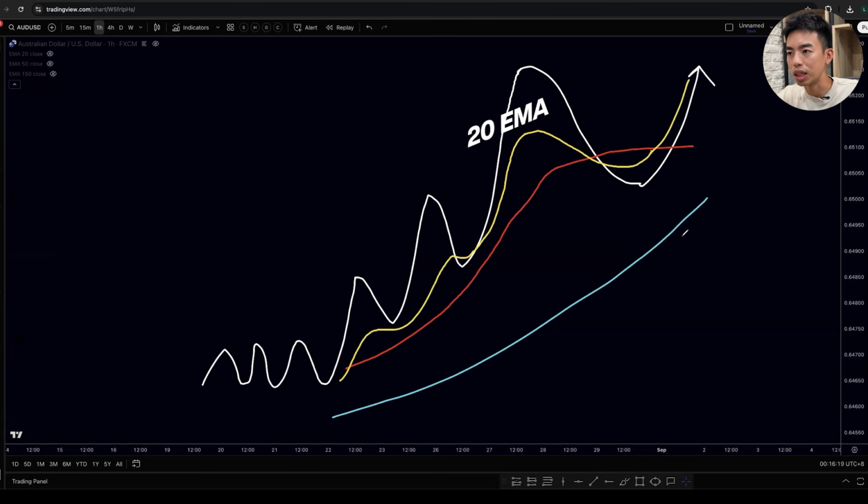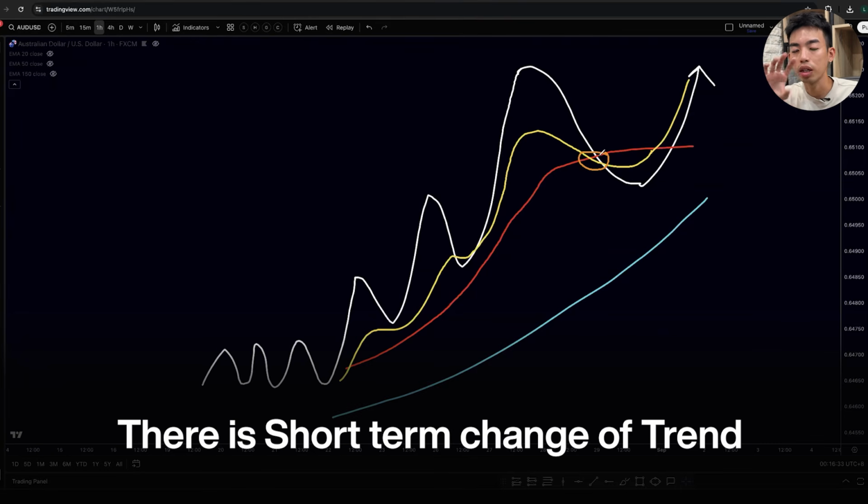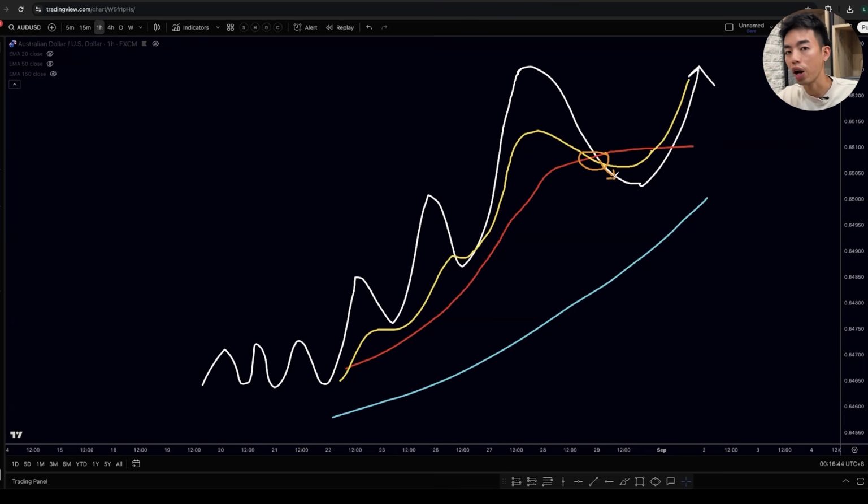And what this essentially means is, in the very short term, at this conjunction right around here, there is a short-term change of trend. At this area right here, that's where most traders get caught because they are thinking a crossover has happened and it's time to sell, whereas this crossover actually performed. Ever wondered why? Remember what I was talking about earlier.